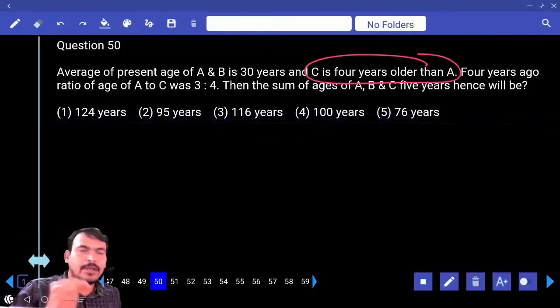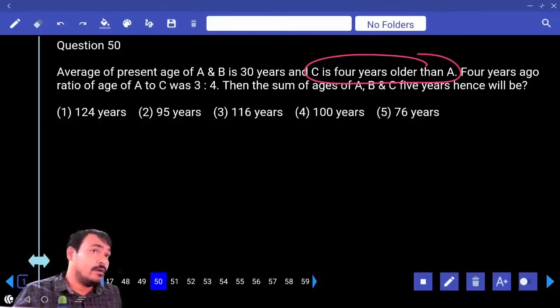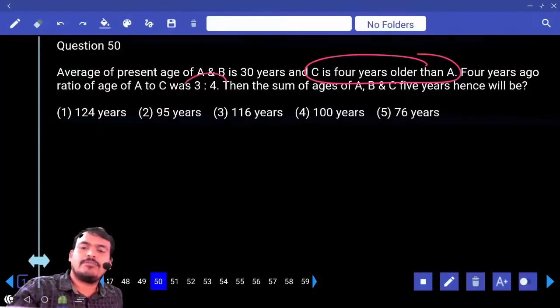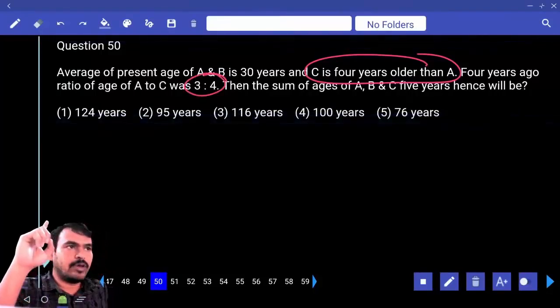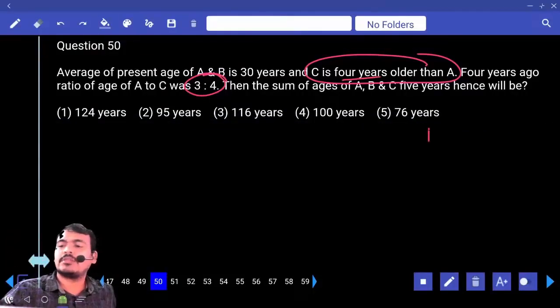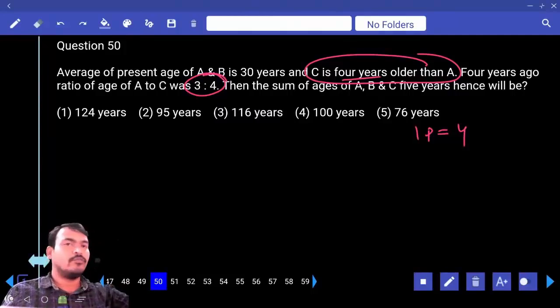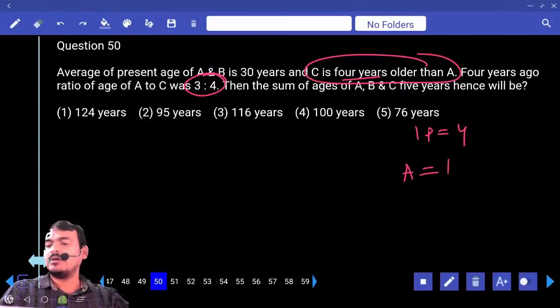4 years. A 4 year difference, whether past, future or present, is always the same. How many parts are different? 1 part. Parts wise 1 part, age wise 4 years. So 1 part is 4 years, then 3 parts is 12 years. But 3 parts, 12 years, is 4 years back. 4 years back 12 means the present value of A is 16.